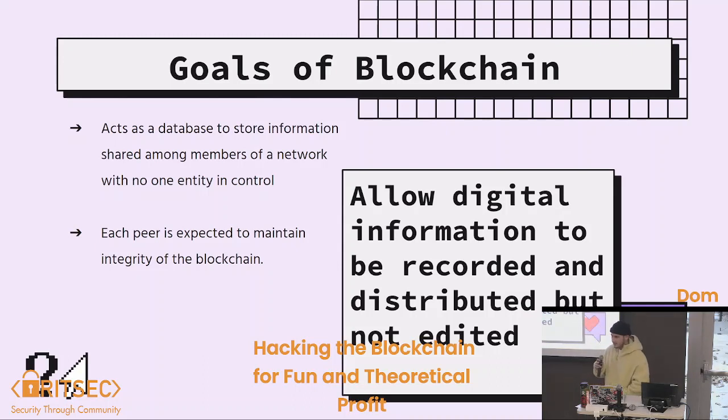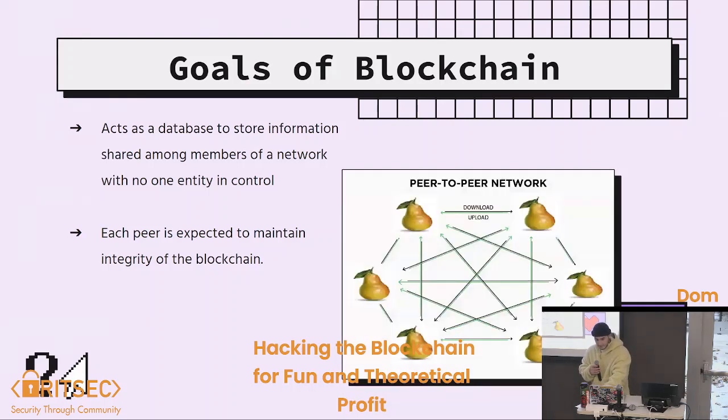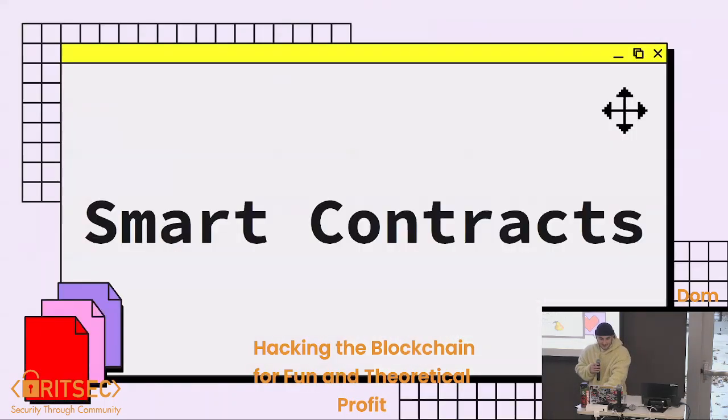And so every single peer of a blockchain network is going to be expected to maintain the integrity of the blockchain. So if there is a malicious actor inside the blockchain, that one peer cannot affect the rest of the chain. I forgot I put that in there.